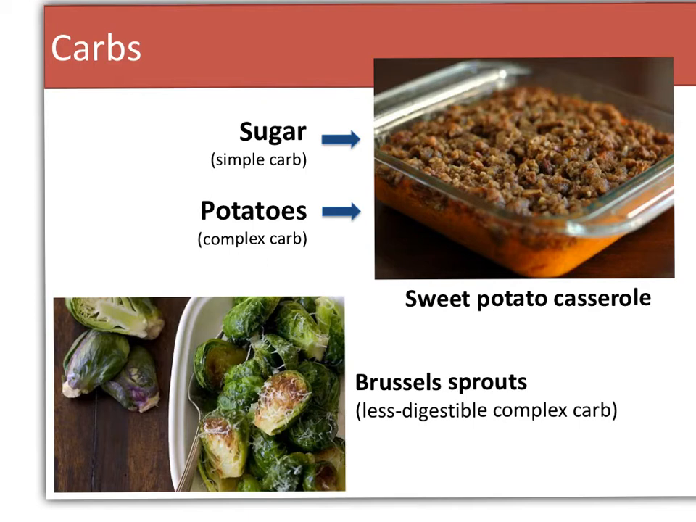They make carbohydrates. Simple carbohydrates like sugar, complex carbs like potatoes and sweet potatoes. Brussels sprouts have complex carbs, but they're actually fiber, and we don't really digest fiber very well, so it usually just goes right kind of through us.